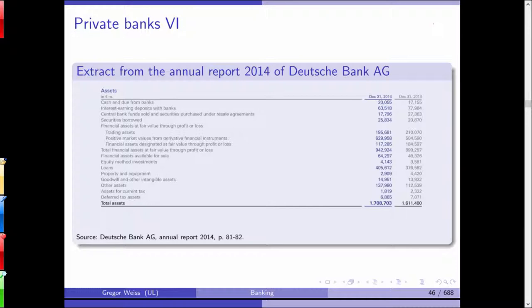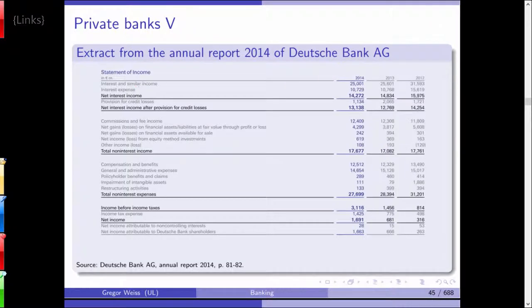And you can see from the income statement here that you have interest income and interest expense, and also commissions and fee income. Several points. First of all, banks have huge balance sheets. Why? Banks engage in getting money in and capital in and giving out loans. So banks are in the business of taking and giving money. So the balance sheet will be blown up. And in this case of Deutsche Bank, you can see the total assets is at 1.7 trillion euros.